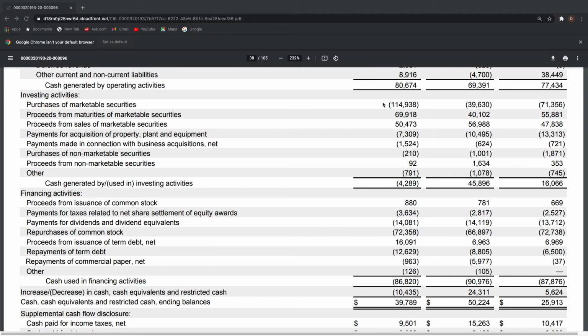So here we can see the investing cash flow for Apple, and this shows us the long-term assets which we're purchasing or selling. So here we can see the purchases of marketable securities, and Apple have paid out nearly $115 billion here. And then they've got the proceeds from marketable securities, which they've made back here. And we go down here and we see the payments for property, plant and equipment, which is $7.3 billion. And this is an important number because this is the capex.